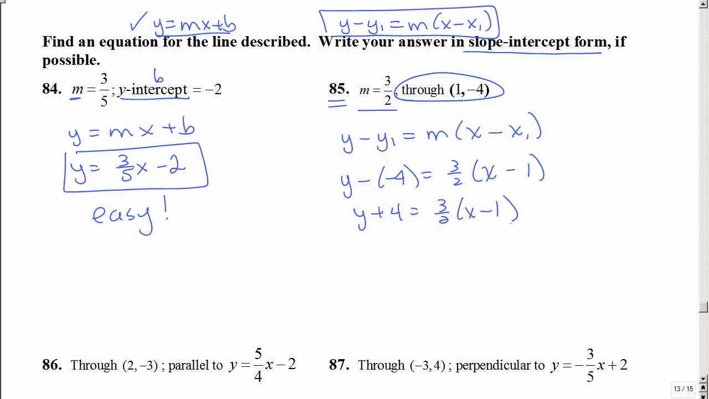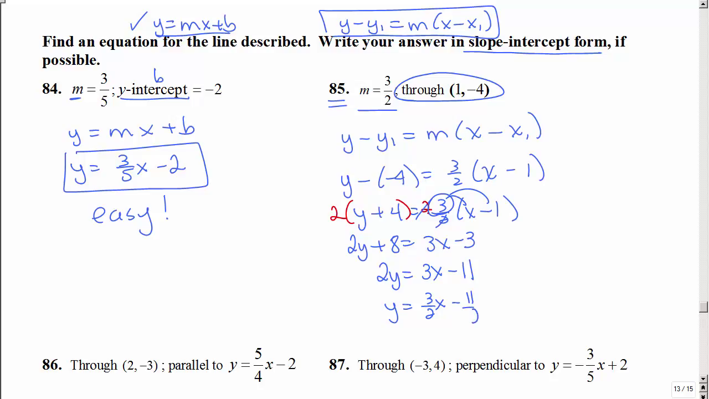Now I need to rearrange it. You could distribute your 3/2 or get rid of the fractions, and that's what I'm going to do. I'm going to multiply everything by 2. Be careful, that 3 still gets distributed. I'm going to subtract the 8, and I'm going to divide everything by 2. Again, that's not the only way to do that, that's just the way I do it. I think it's a little bit easier to deal with the fractions this way.